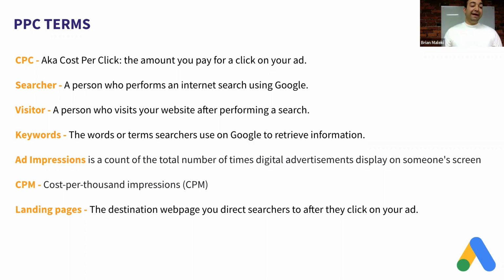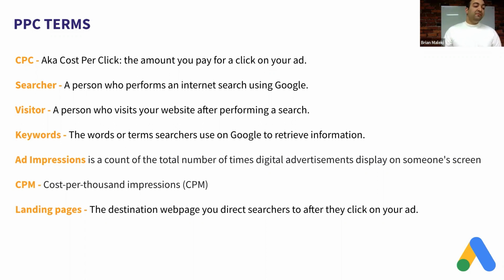Ad impression is a count of the total number of times a digital advertisement is displayed on someone's screen, regardless of click. People see your ad, you're going to get one impression, but it's regardless of click. They can click or not click, but they see your ad. It could be your display ads. They see your video ads or your image, but don't click it, or they click it. You're going to get an impression.